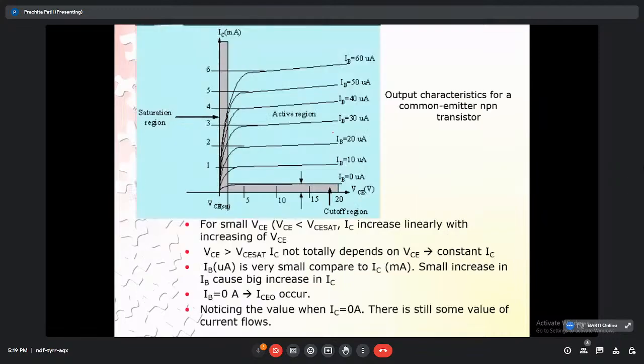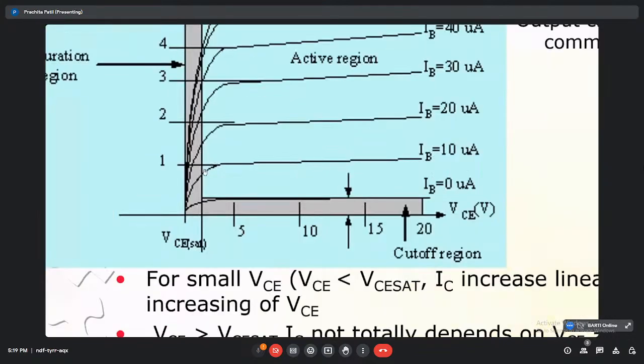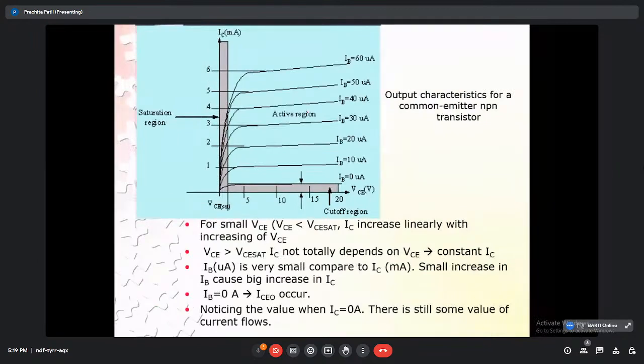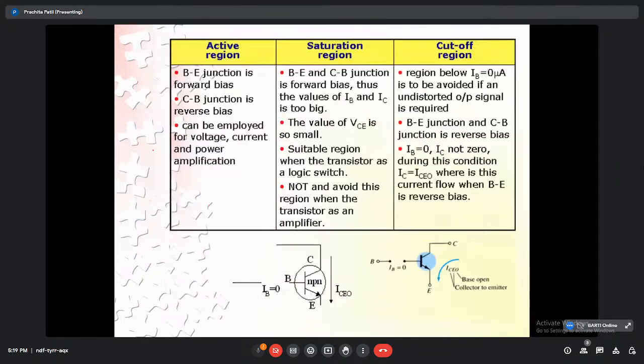If we see the output characteristics here, you can see how they differ from the earlier figure. Here it begins from the positive, not from the negative. That was only possible for the common base configuration. And here we have similar regions: this is the active region, this is the cutoff region, and this is the saturation region. And again, similar kinds of applications of the transistor are there.